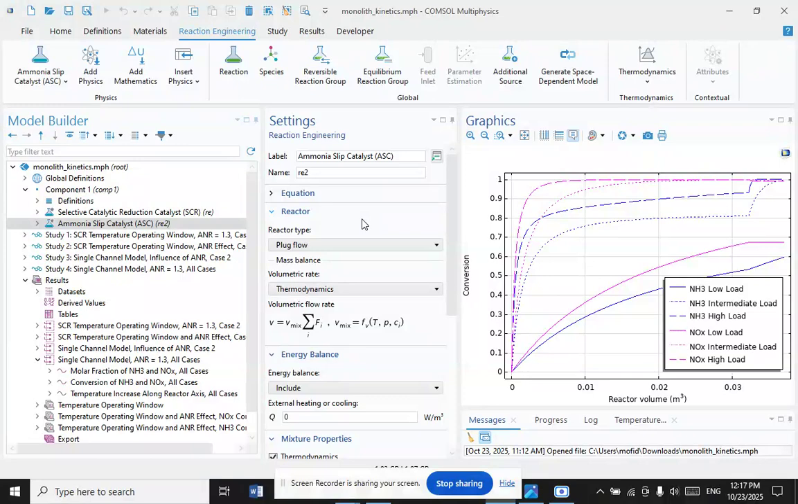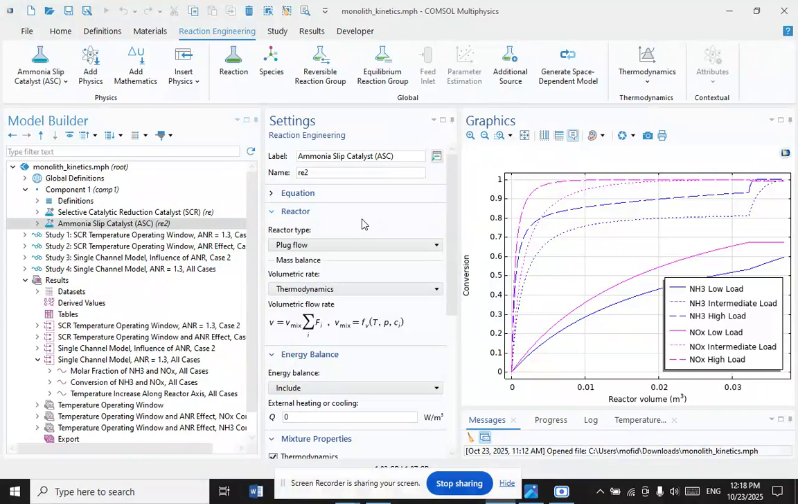The first one is kinetic analysis. The example takes a closer look at the selective reduction in a single channel of the monolithic reactor. The reaction kinetics is analyzed with the reaction engineering interface using the plug flow reactor type. Detailed process modeling is the next one. The example utilizes the optimal dosing of NH3 as found in the above example as a starting point. This model is set up in three dimensions and can thereby reveal the full space dependency of the problem with even better tuning of dosing level.